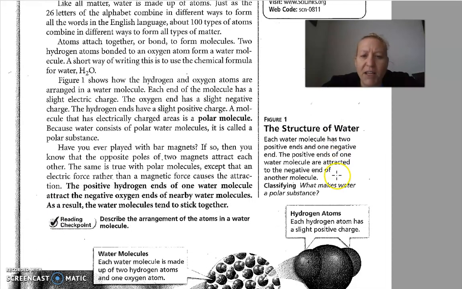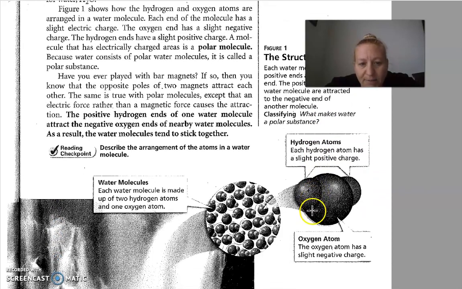Have you ever played with magnetic bars? If so, then you know that the opposite poles of two magnets attract each other. The same is true with polar molecules, except that an electric force rather than a magnetic force causes the attractions. The positive hydrogen end of one water molecule attracts the negative oxygen ends of nearby water molecules. As a result, the water molecules tend to stick together.